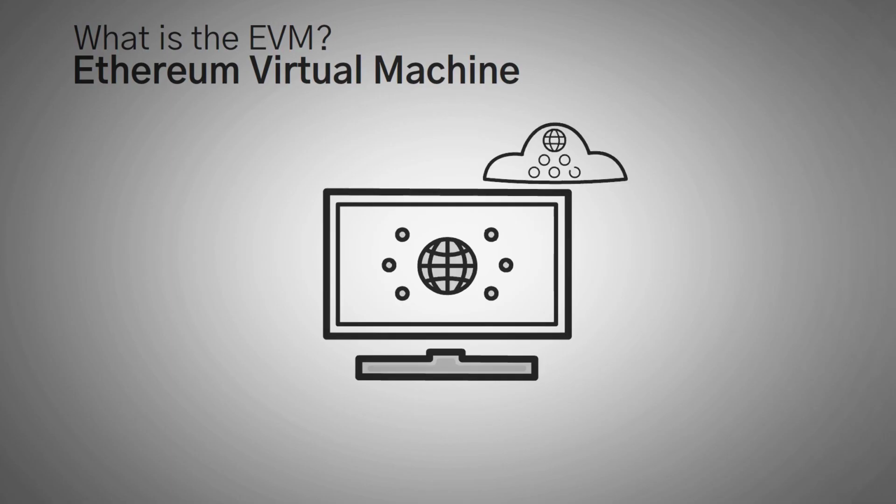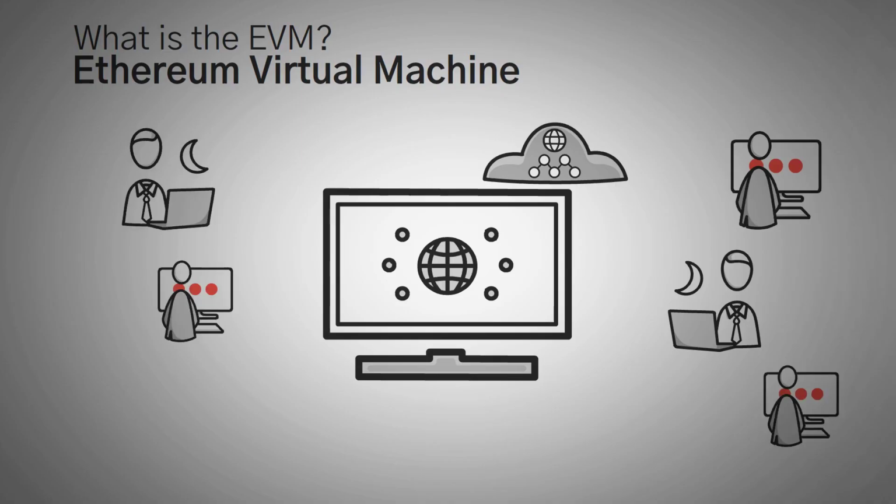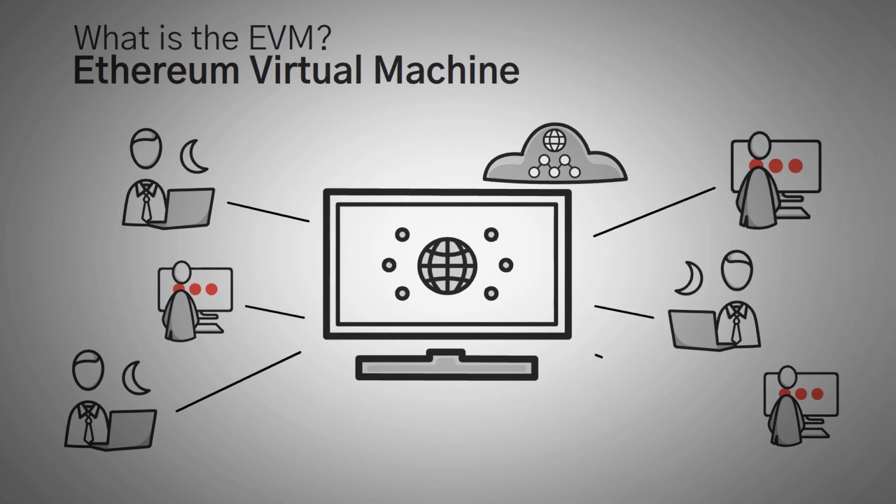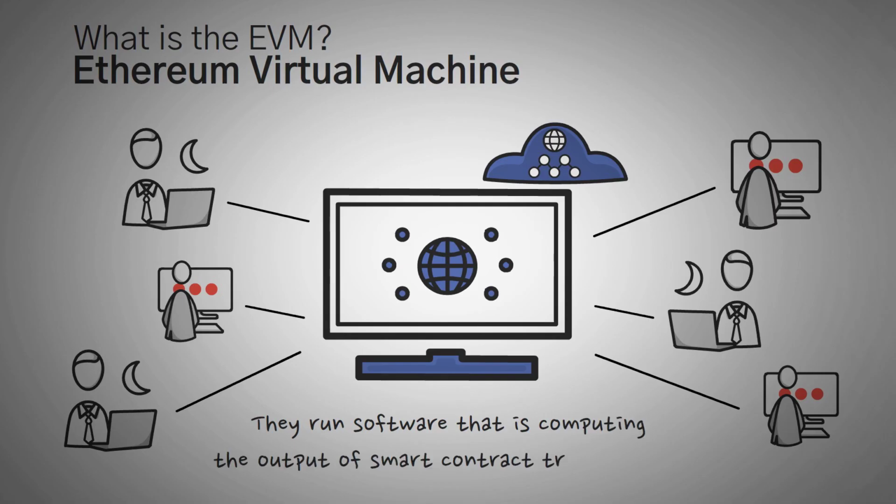Technically, the EVM is a cloud computer that is operated by all the nodes that contribute to it. This means that it's not a single computer somewhere. It's the accumulation of thousands of computers around the world. In reality, these computers are made up and operated by people like you and me. Each computer on the Ethereum network runs a piece of software that is basically just computing the output of smart contract transactions.